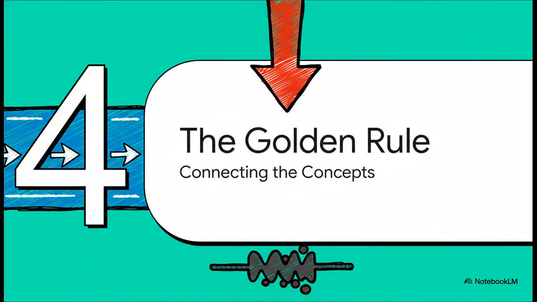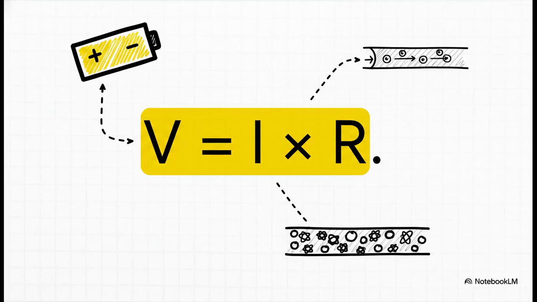So let's recap. We've got the push, that's voltage. We've got the flow, that's current. And we've got the roadblock, that's resistance. And you know what's really cool? There's a super simple, elegant rule that ties them all together. And here it is. Ohm's law. V equals I times R. It is the golden rule of basic electricity.